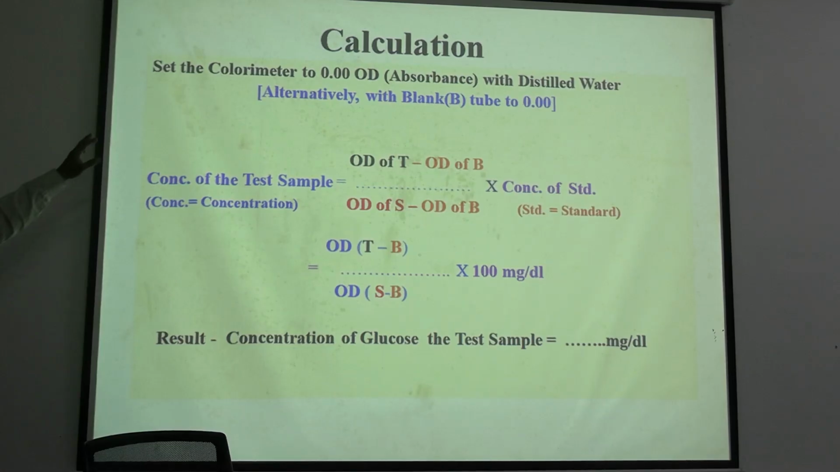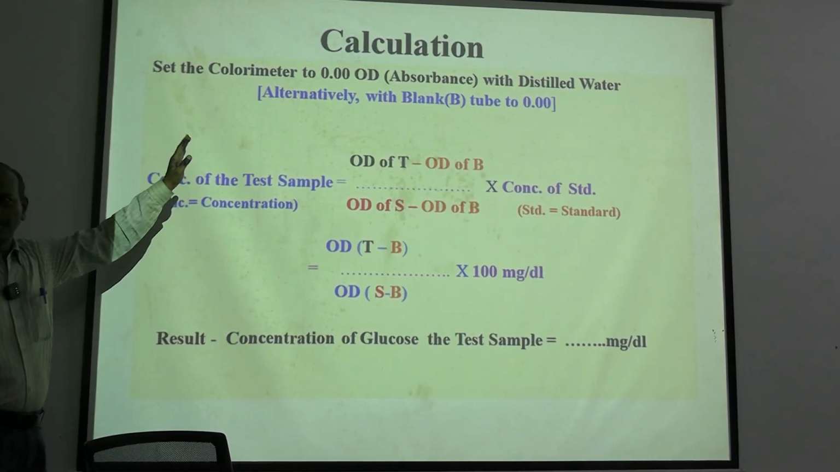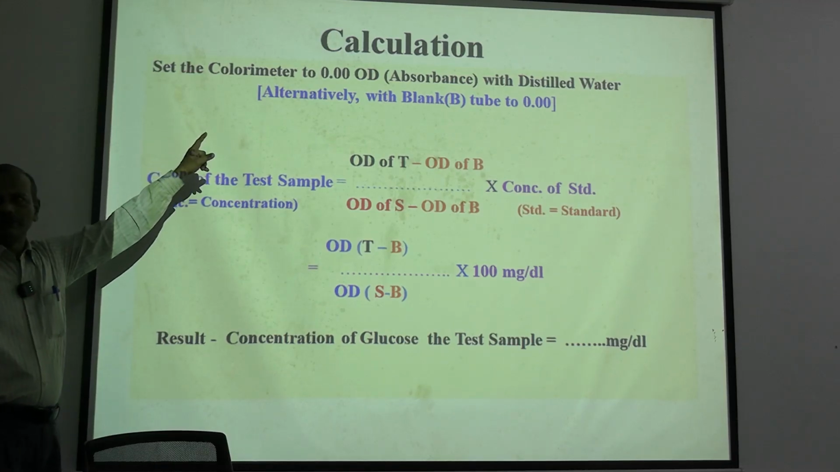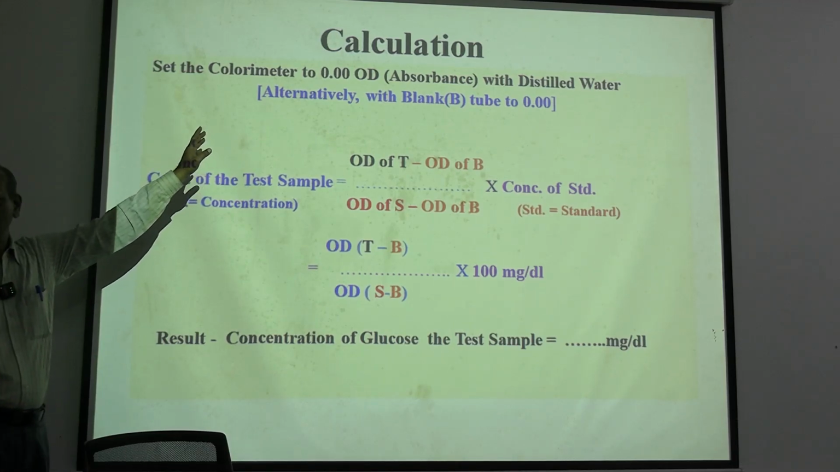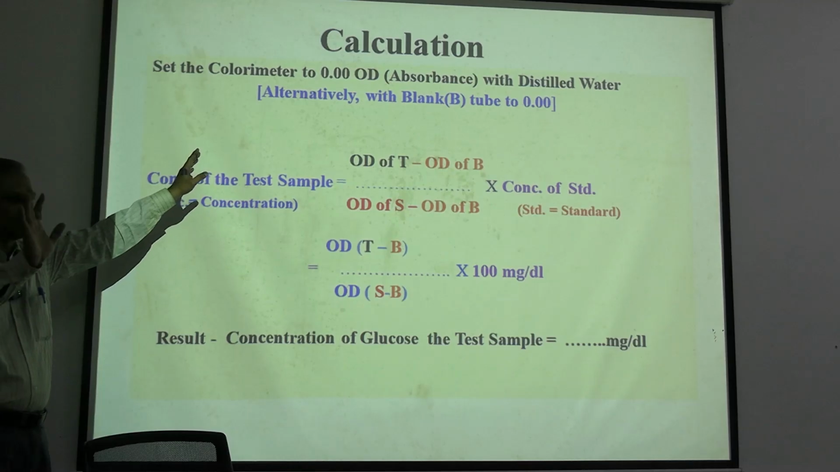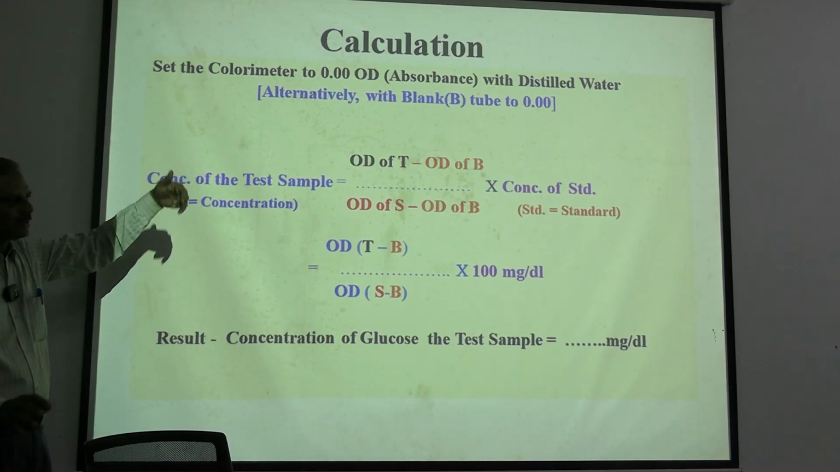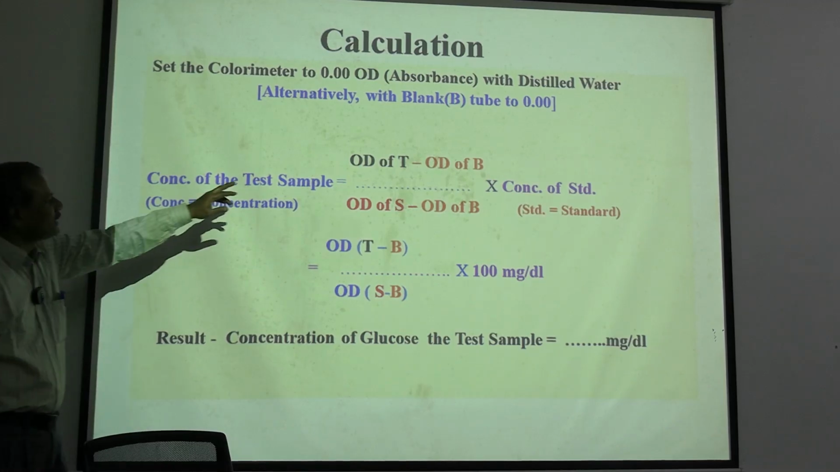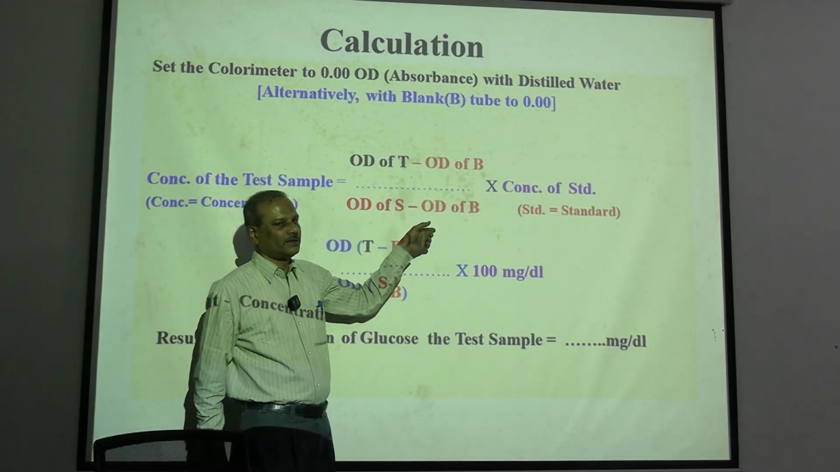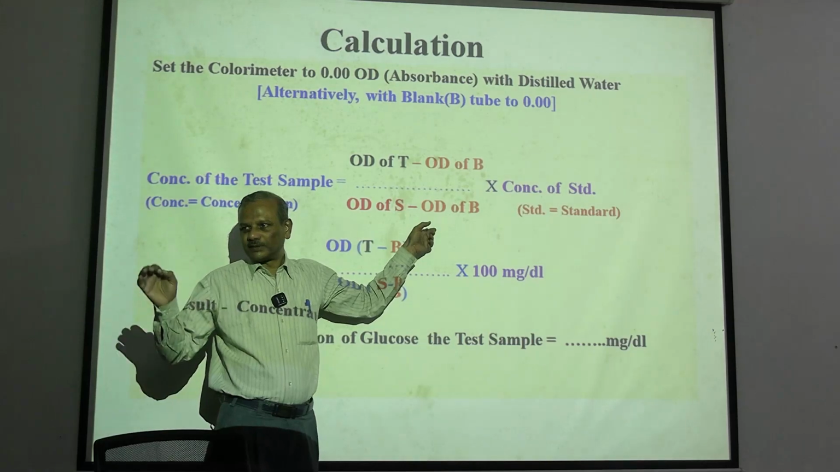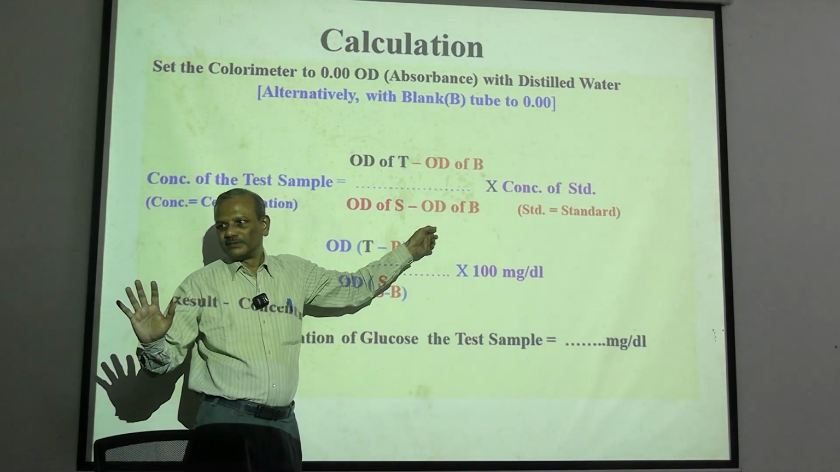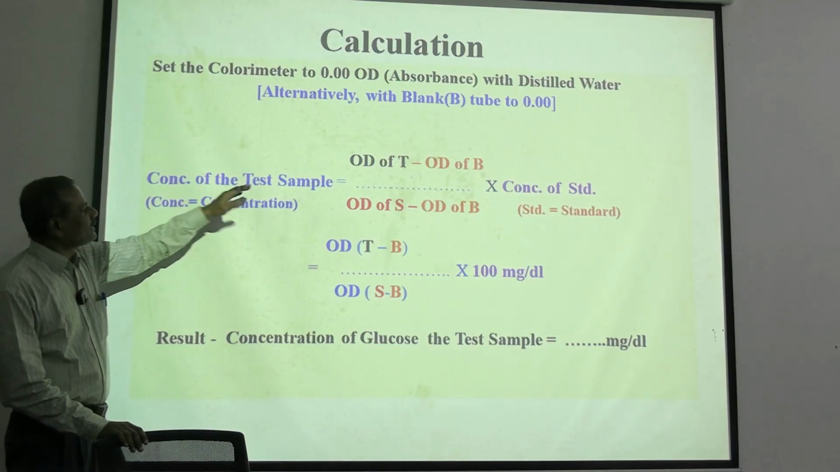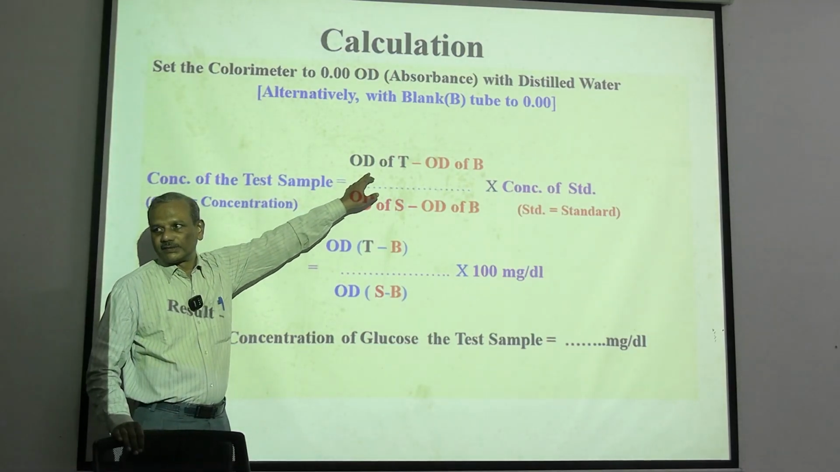Now, you will take a reading. I am going from back to front again. So, either you set the colorimeter to 0 with the blank, or you set it to 0 with the distilled water and take the reading of the blank. What is the reading? Do you get my point? So, if you take the reading of the blank, then you have to subtract it every time. If you set the machine to 0, then there is no need, because it is already 0. Then you have to take the OD of the test.